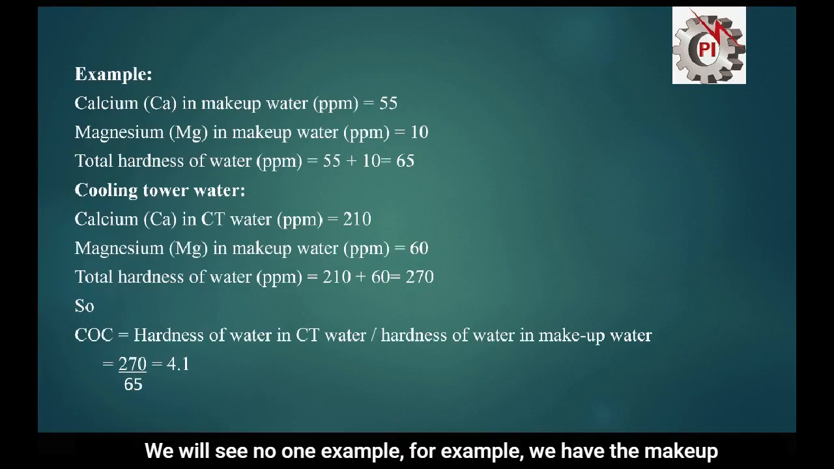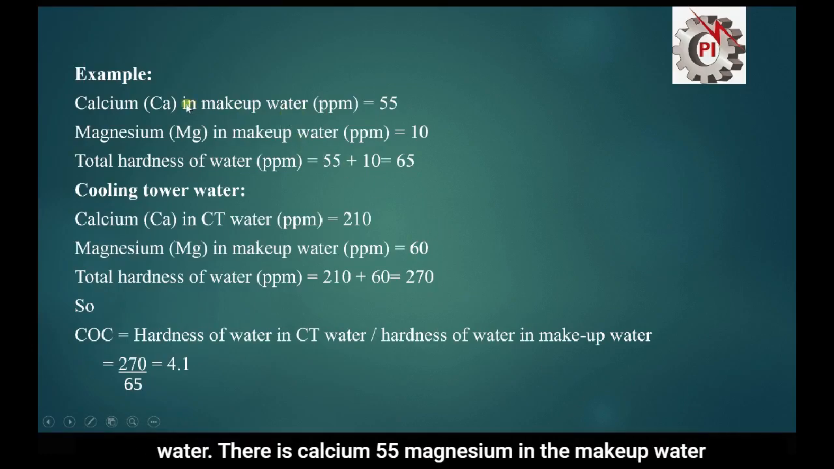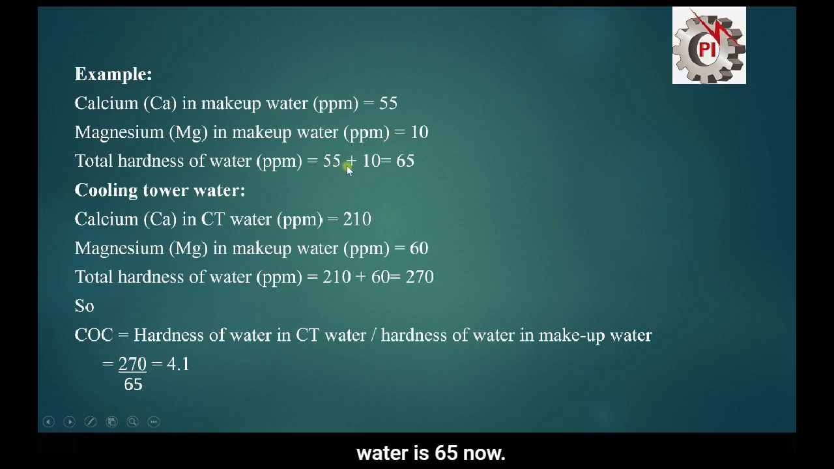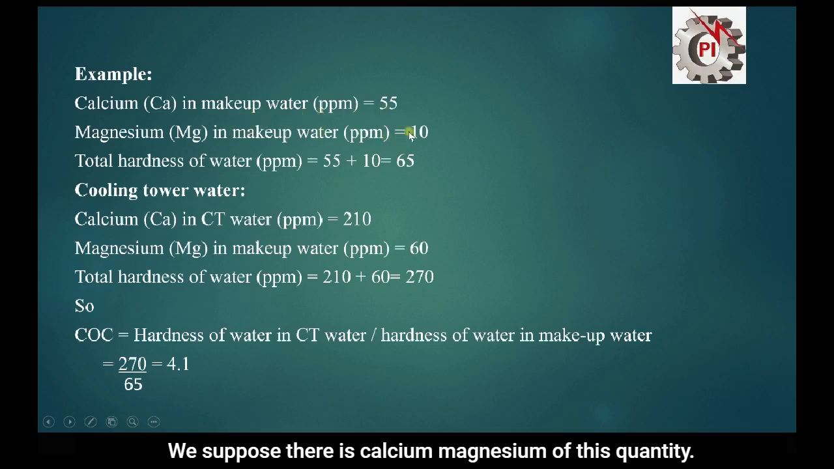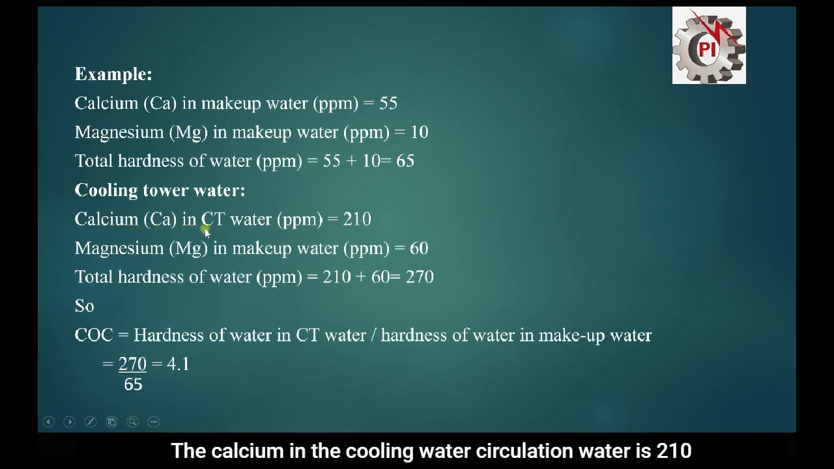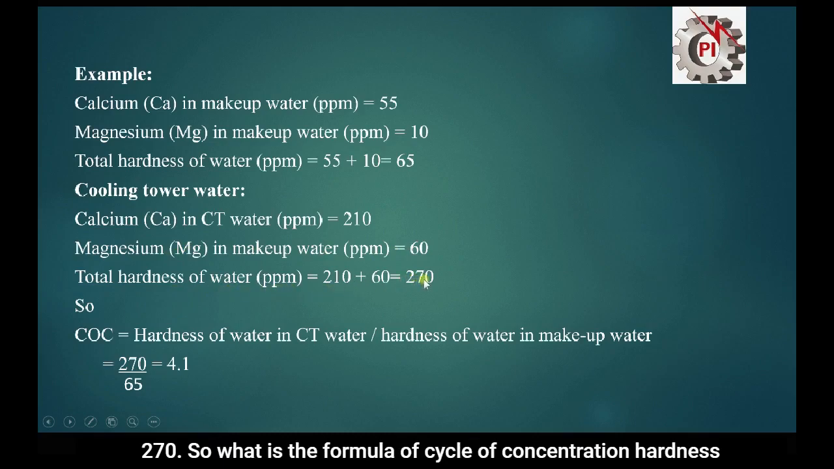For example, we have the makeup water. There is calcium 55, magnesium in the makeup water is 10 parts per million. So the total hardness of the makeup water is 65. Now we will see the cooling tower water. We suppose there is calcium and magnesium of this quantity. The calcium in the circulation water is 210, magnesium is 60. When we make the summation, the total is 270.